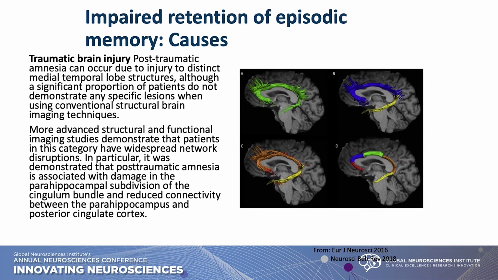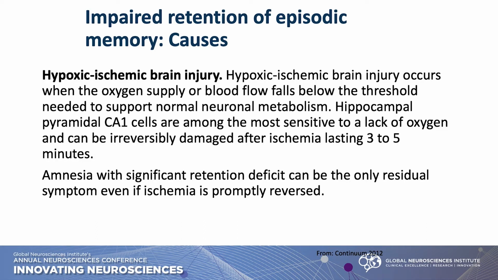Traumatic brain injury, not surprising. If there is a shearing effect, especially going through the parahippocampal regions, it can affect memory retention. Hypoxic ischemic brain injury. Also, the hippocampal cells, those medial temporal lobe structure cells, are probably among the most sensitive cells to lack of oxygen. And even a disruption of blood flow of up to 5 minutes can leave people fairly amnestic.